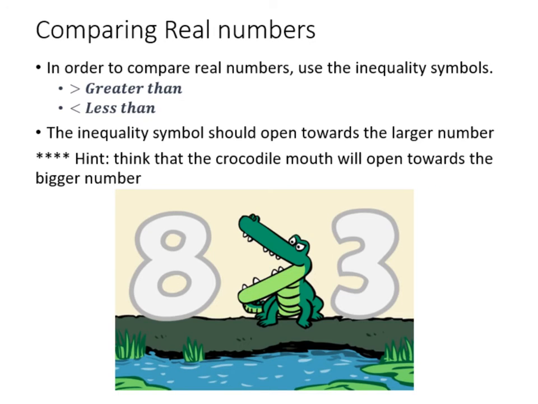Now, in order to compare real numbers, we use inequality symbols. So the one that has the arrow with the bigger side open to the right is what we call our greater than symbol, and when it opens in the opposite direction, it's what we call our less than symbol. And the inequality should always open towards the larger number. So if you want to think about it as a hint, think about like the crocodile mouth is going to open to eat the bigger number. So since 8 is the bigger number in this case, it's opening towards the 8, like the crocodile is going to eat the 8.